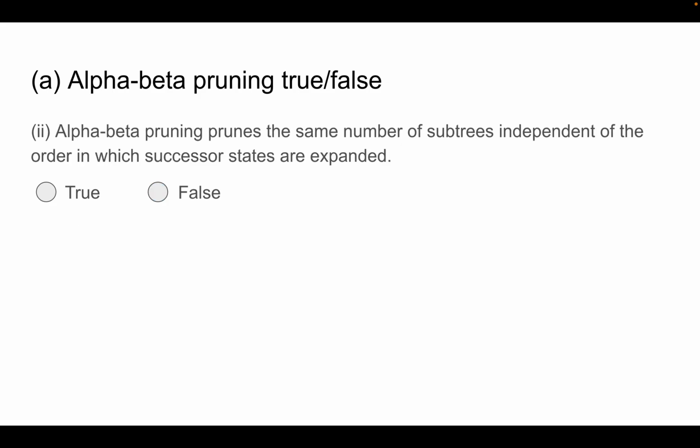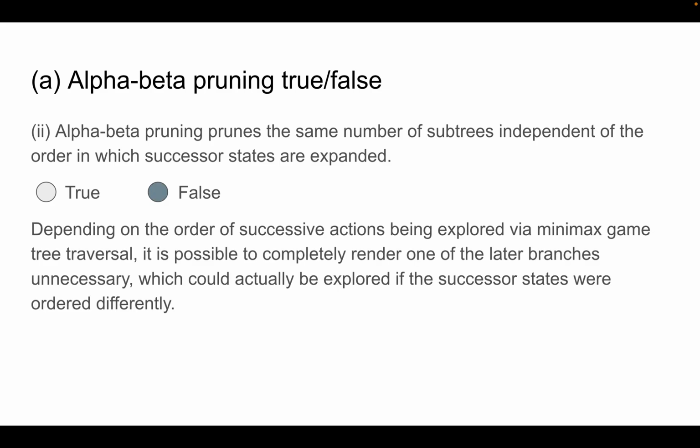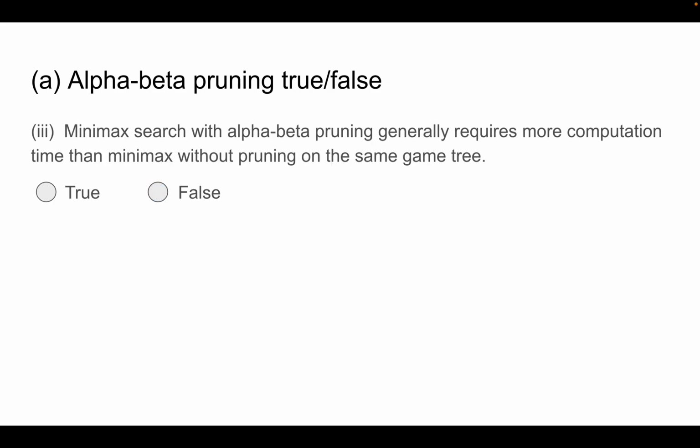Secondly, alpha-beta pruning prunes the same number of subtrees independent of the order in which successor states are expanded. This is also false, because depending on the order of successive actions being explored by a Minimax game tree traversal, it is possible to completely render one of the later branches unnecessary, which could actually be explored if the successor states were ordered differently, and this branch was explored prior to other branches that were explored earlier.